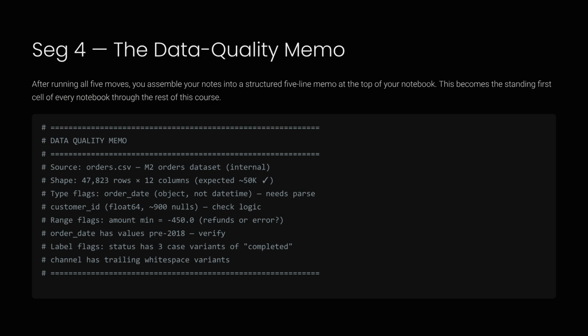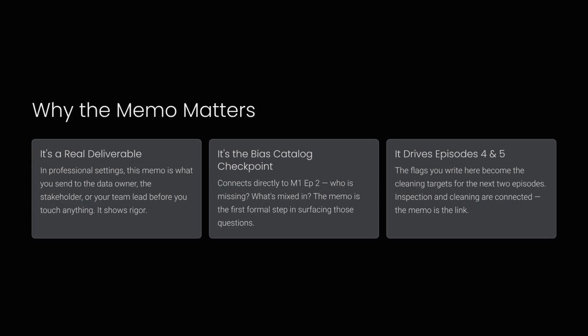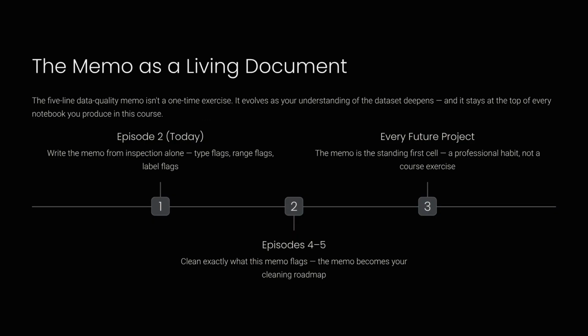The memo matters because it demonstrates professional rigor, acts as a checkpoint for potential bias, and provides a clear roadmap for the data cleaning tasks in the following episodes. The memo is a living document. You write it during inspection, use it to guide your cleaning in later episodes, and keep it updated as your understanding of the dataset matures.